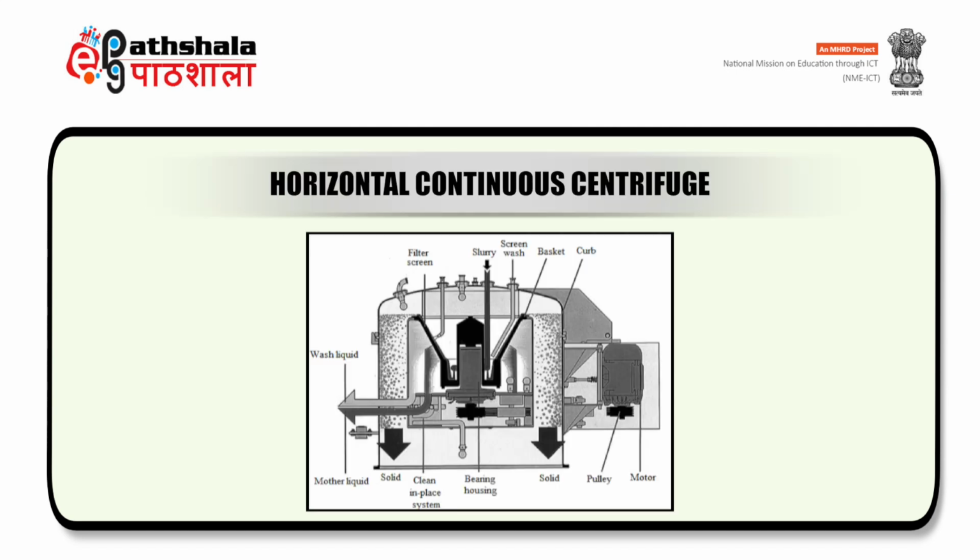Another example is horizontal continuous centrifuge. It is also shown on your screen. It can handle solids with wide particle size range and slurries with concentration ranging from 0.5 to 50%.